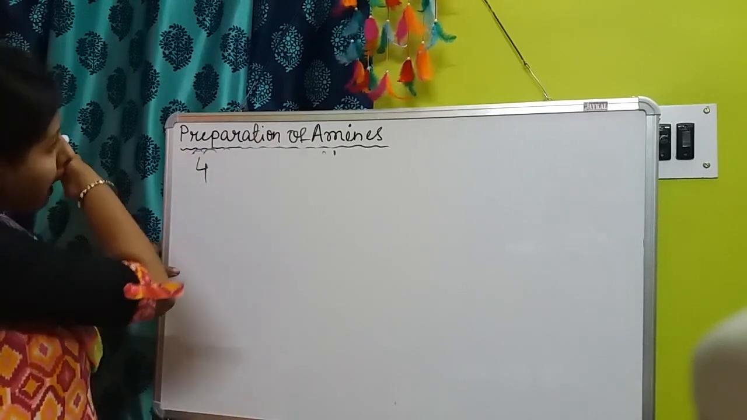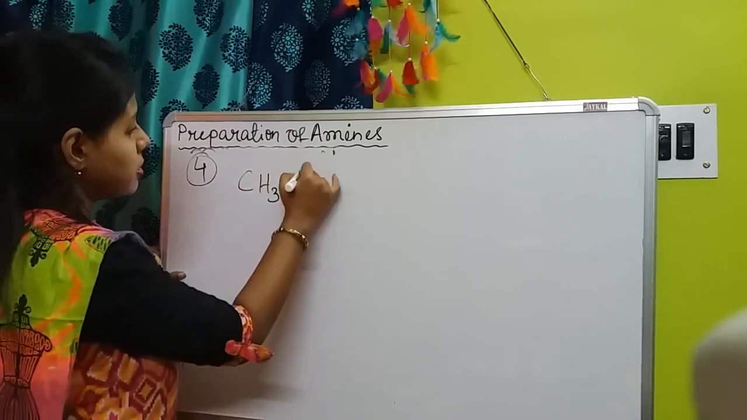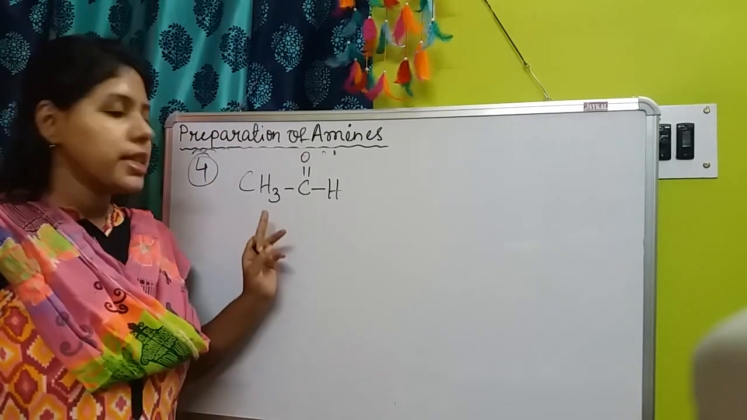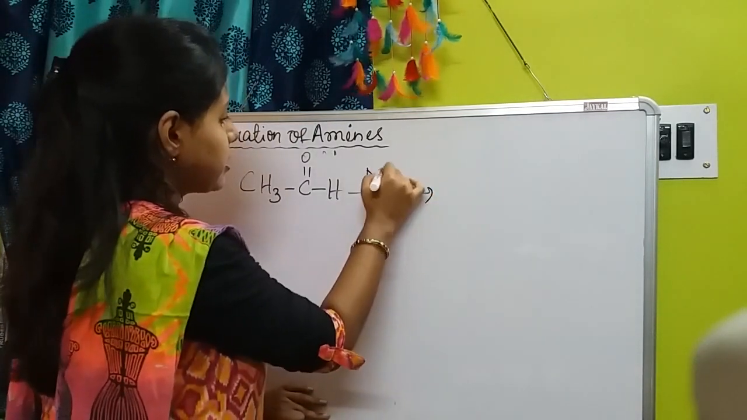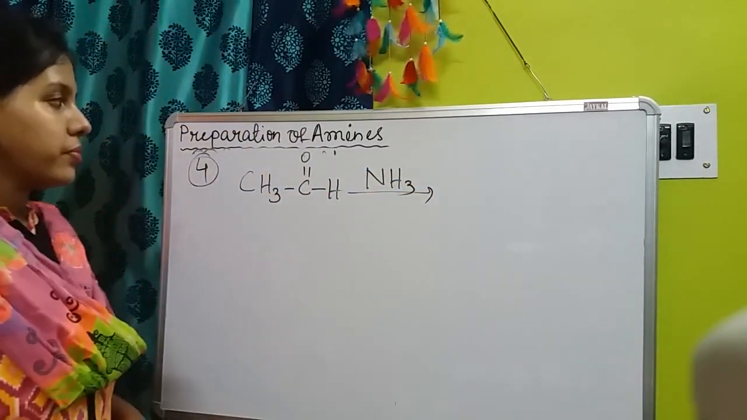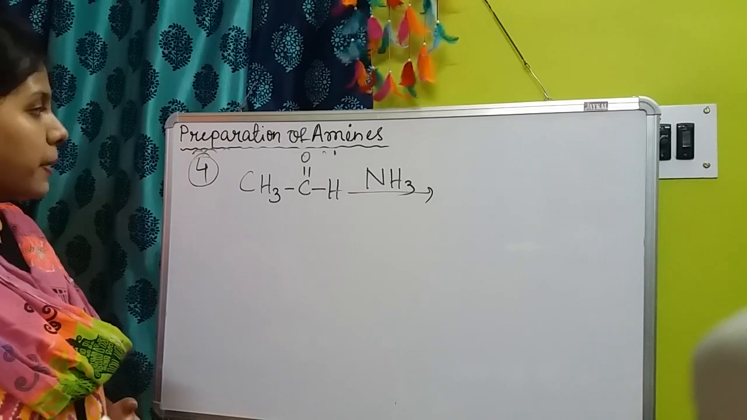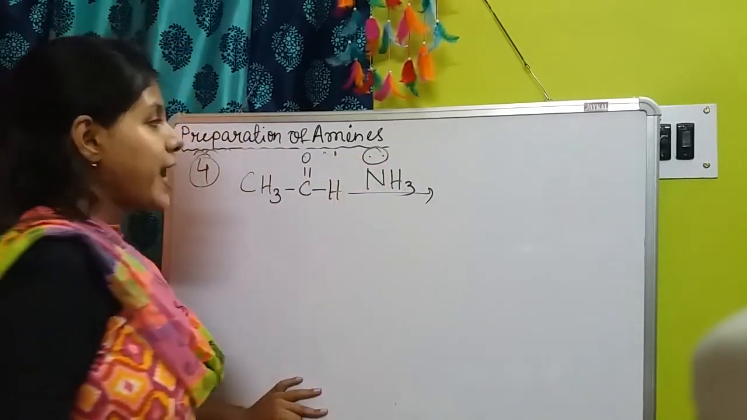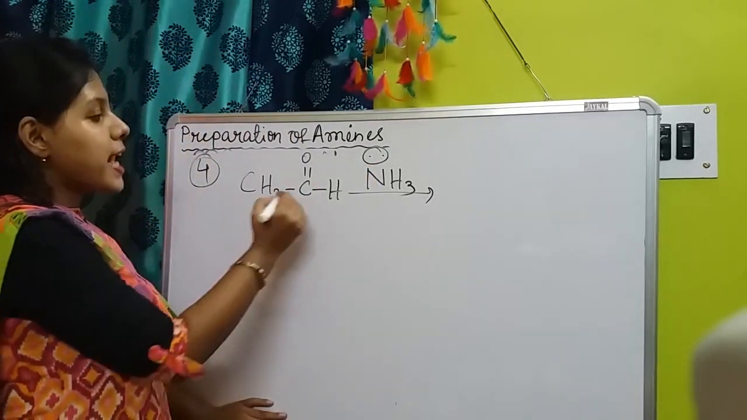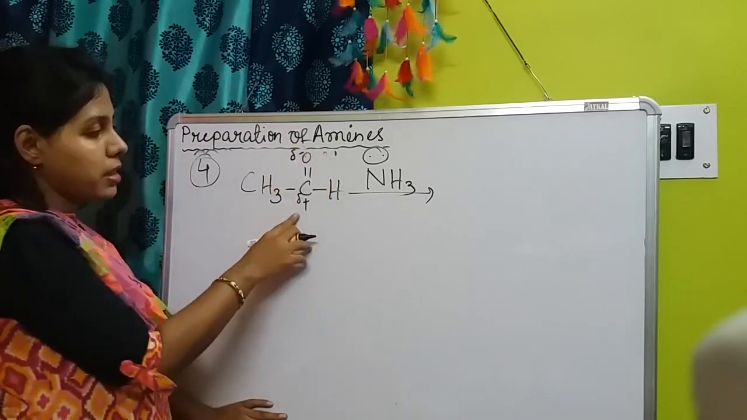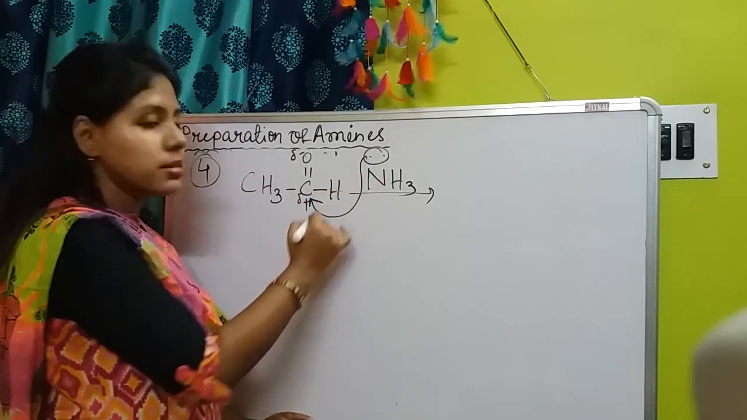Next, number 4, I think. Okay, so here I am taking acetaldehyde, that is CH3CHO. Now you have to add here NH3, that is ammonia. So now what will happen here? First of all, the nitrogen, through its lone pair, will make an attack on the positively charged carbon. The carbon is positively charged and the oxygen is negatively charged. So nitrogen will attack on the carbon.